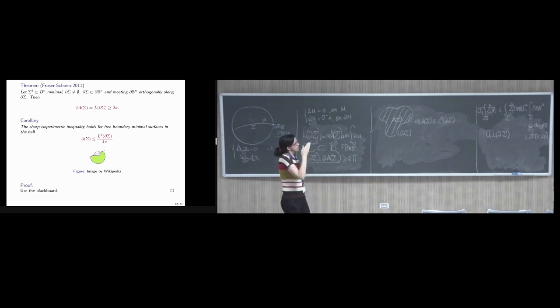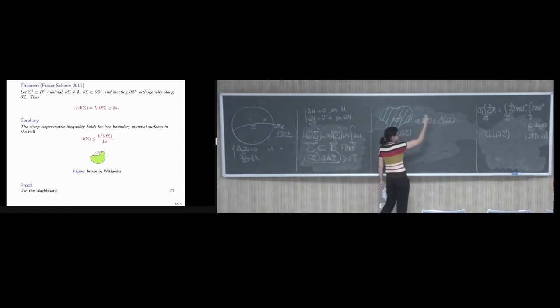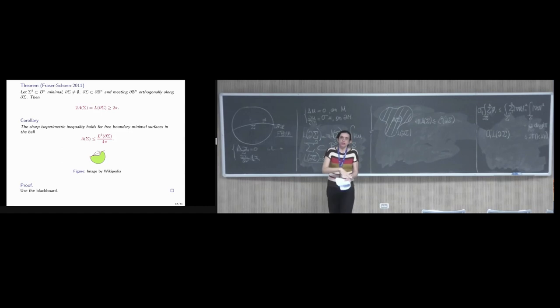Now, Fraser and Schoen, as a corollary, about the first one, prove the following result. What's the following result? The result says the isoperimetric inequality holds for free boundary minimal surfaces in the ball. So, in the same way you have here, in the case of the curve in the plane, you can prove that you have this inequality. So why is this true?